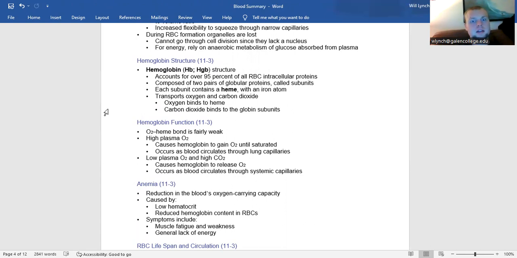The opposite mechanism occurs at the tissue level, when we have blood circulating through the systemic capillaries, giving off oxygen. There's a low amount of plasma oxygen at that level and high carbon dioxide. This causes the hemoglobin to want to release its oxygen so it can go to the tissues, and bind to the carbon dioxide to transport it back within the venous blood.